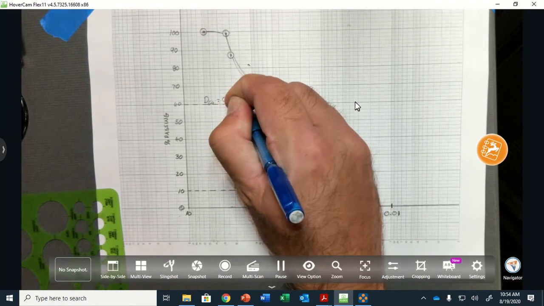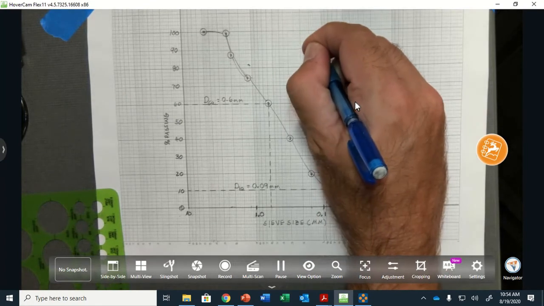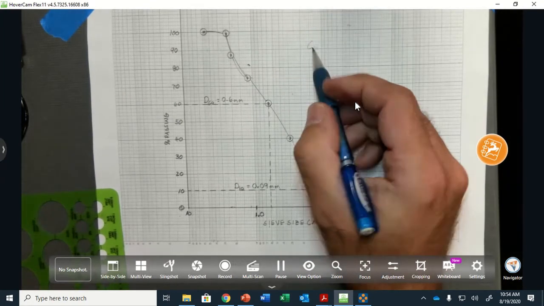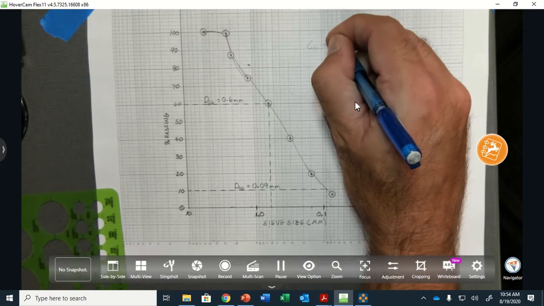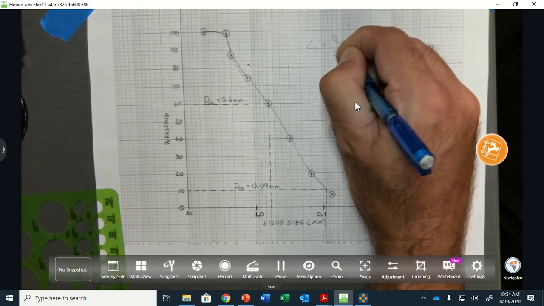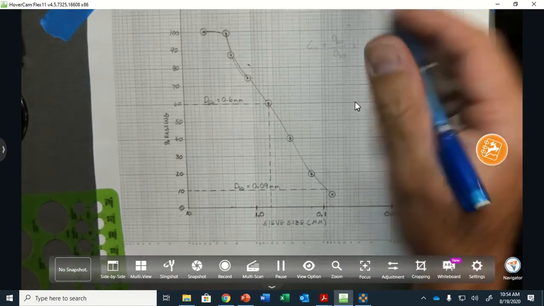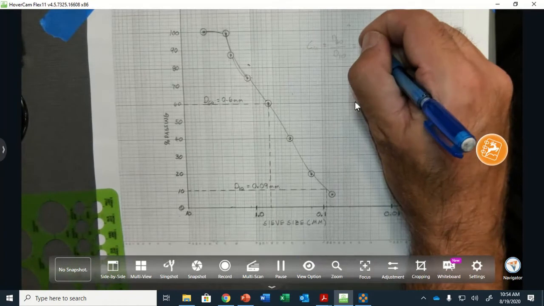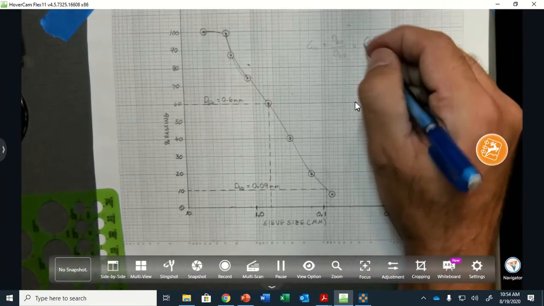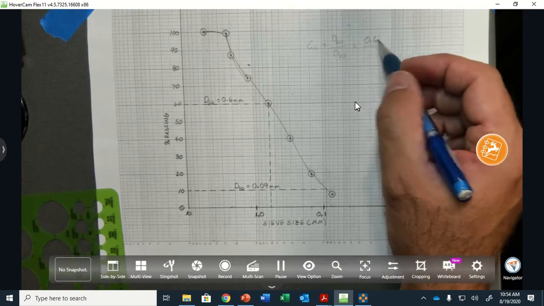I'm going to say D60 equals 0.6 millimeters. Okay, now what I'm going to do, I'm going to write CU equals D60 divided by D10. That's the formula, right? And then I'm going to put D60, 0.6. So this coefficient of uniformity is a dimensionless number.